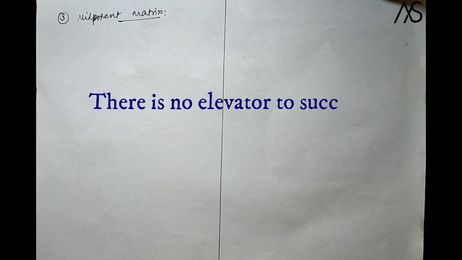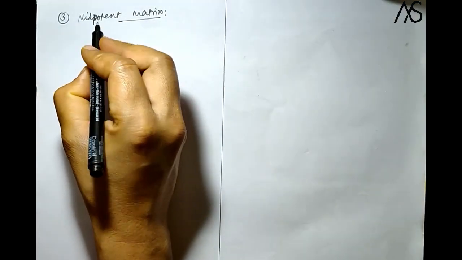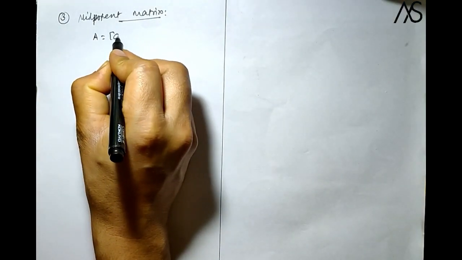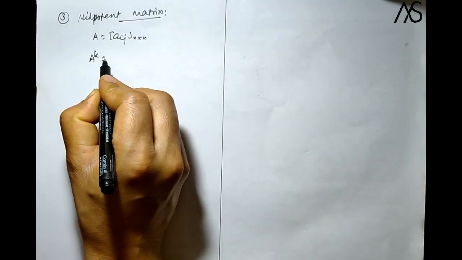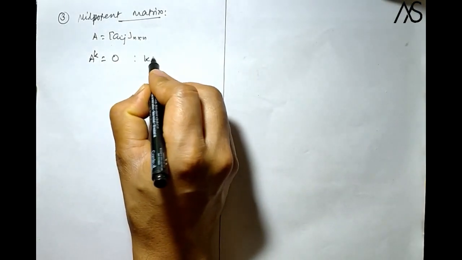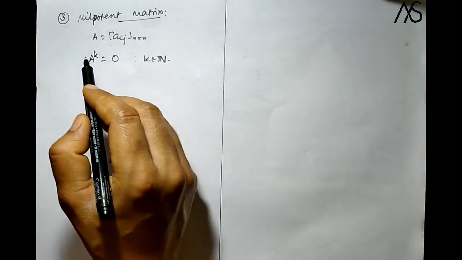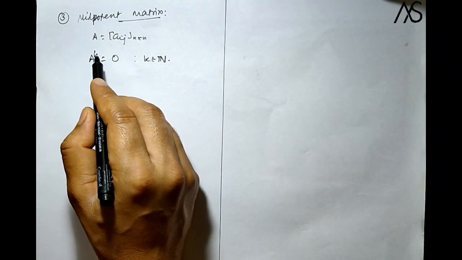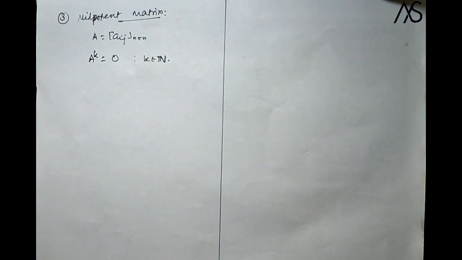Eigenvalue of the nilpotent matrix. We know the definition of the nilpotent matrix. A square matrix A is said to be nilpotent if A to the power k is equal to the null matrix for some k belonging to the natural numbers, and we know the least positive k which satisfies this condition is called the index of the nilpotent matrix.